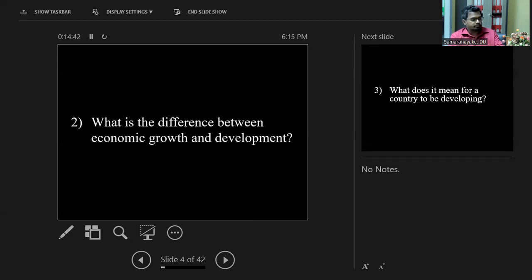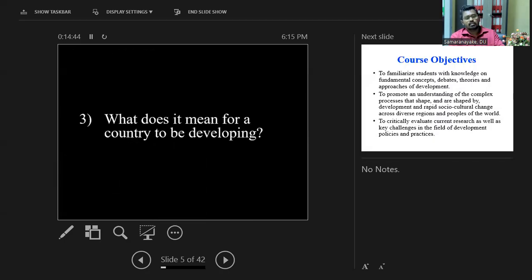of this session. And then another question, a bit tricky but a good one: what does it mean for a country to be developing? Okay, so what about Sri Lanka? Are we a developing country, or are we developed? What do you think about Sri Lanka?